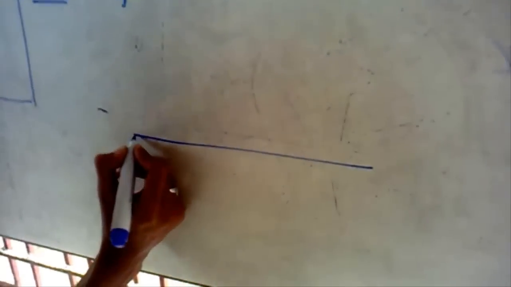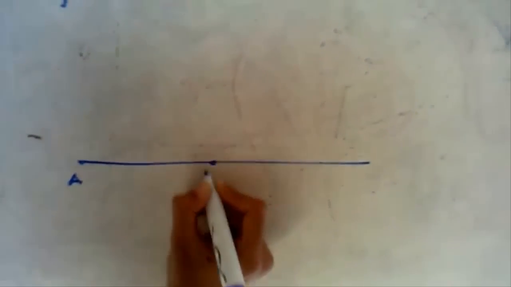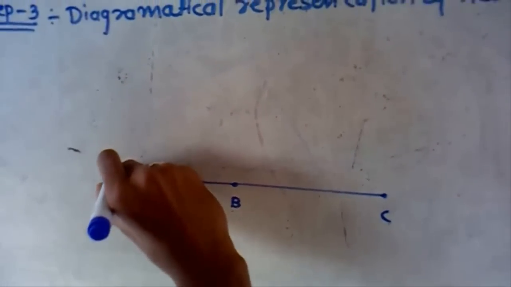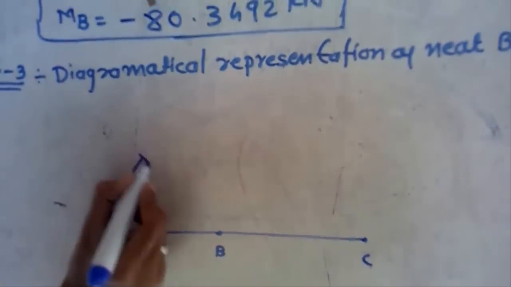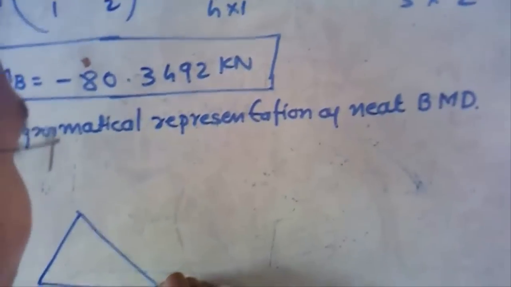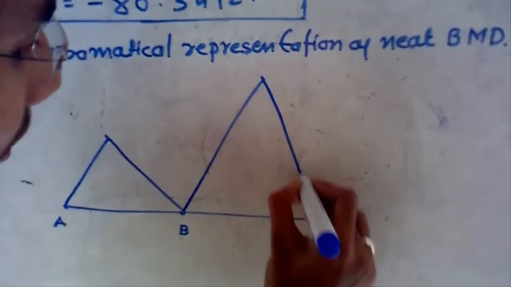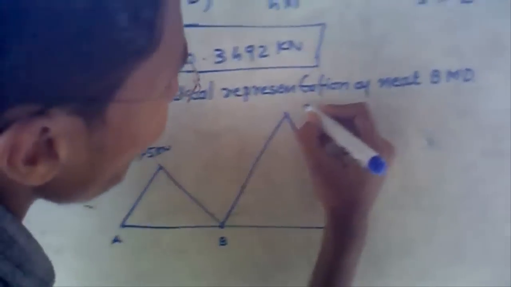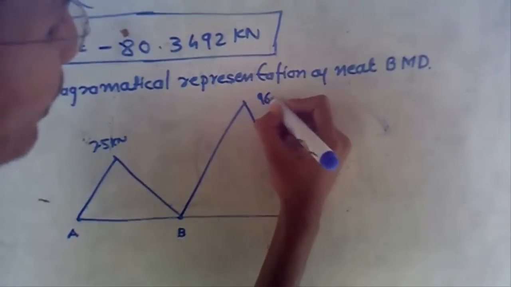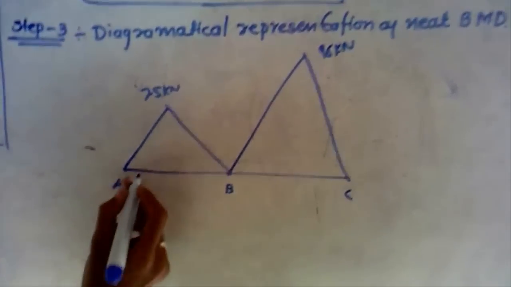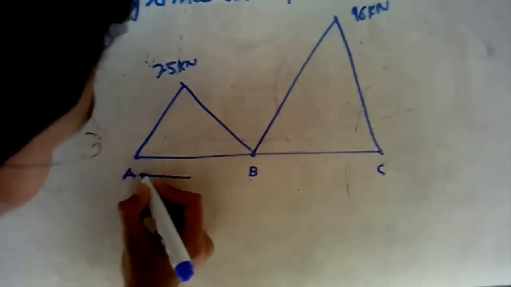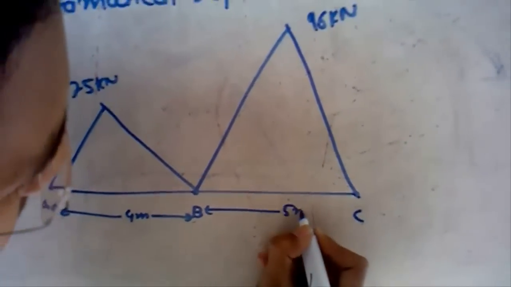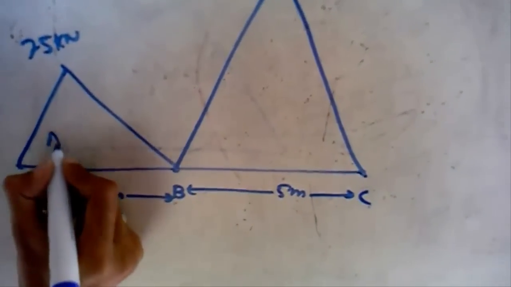Draw this diagram first. This is A, this is B, this is C. One portion carries 75 kilonewton, and the other carries 96 kilonewton. The first span has a length of 4 meters, the second a length of 5 meters, and the simple bending moment diagram has area A1, I1, X1.